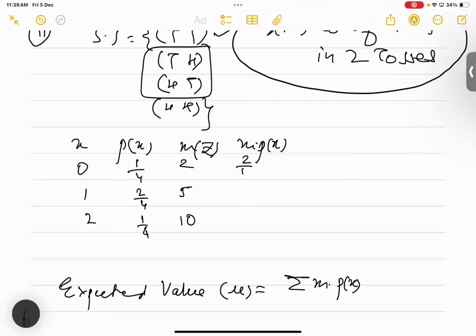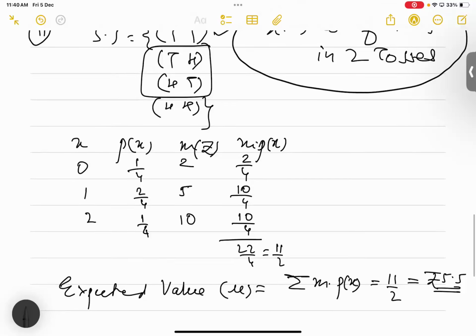2 by 4, 10 by 4, 10 by 4. So the total over here is 10 plus 10, 20, 22 by 4, 11 by 2. Correct? So this is the expected value of the winning amount, and it's an amount, no? So we have to divide it. Otherwise, we could have left it as it is. So this is the expected value of the winning amount. So on an average, he is going to earn 5.5 rupees in this game. On an average.